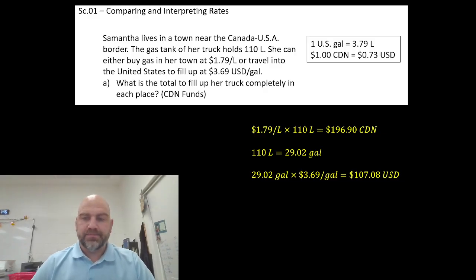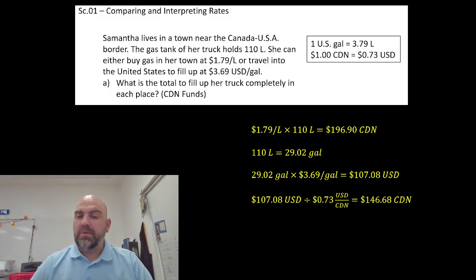Now, this price is strictly an American price, so we can't compare the two yet, right? We have Canadian and American prices, so we have to make sure that we have it in the same unit. So now I'm going to change the American dollars into Canadian dollars by multiplying or dividing by our conversion rate, and we get $146.68 Canadian. So we now have the two prices for what it would cost to fill up this tank in its entirety in both Canada and the US, at least in this situation.